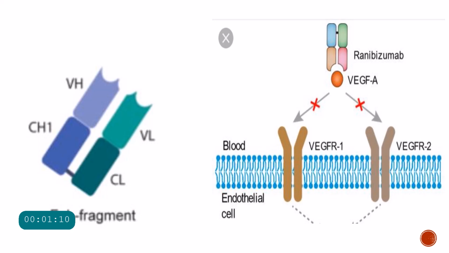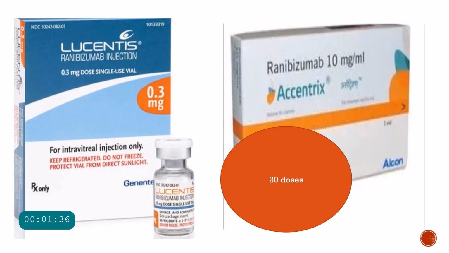As I told you, ranibizumab is just a fragment of the bigger antibody molecule. This is the antibody, which has an FC portion and a FAB portion. Ranibizumab only has this FAB portion. This is how it binds to VEGF-A with a greater affinity compared to bevacizumab, and when it binds, it will not allow VEGF-A to bind with its receptors.